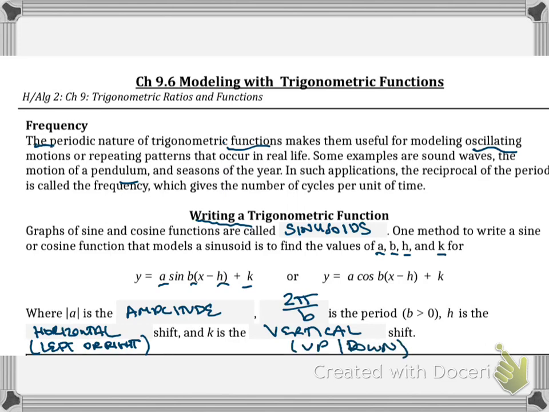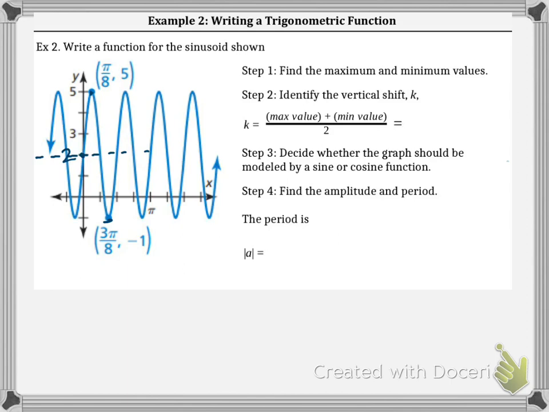The one that I want to focus on is knowing what the period is. We have to remember that that is the equation for it, because we need to figure out what the b value is so that we can write an equation. So let's do example number 2, writing a trig function given a graph. So we have the sinusoid below.